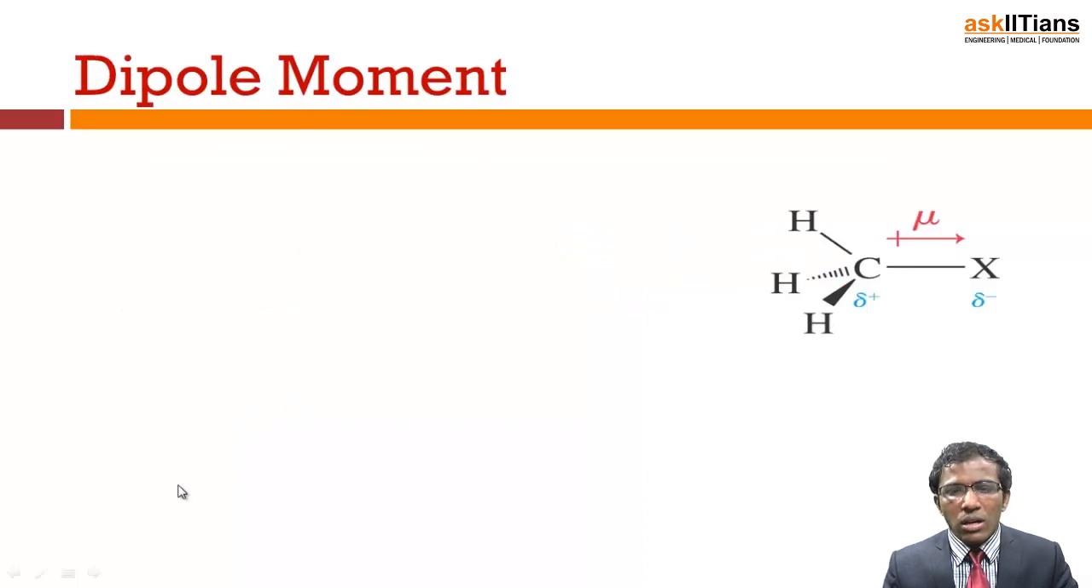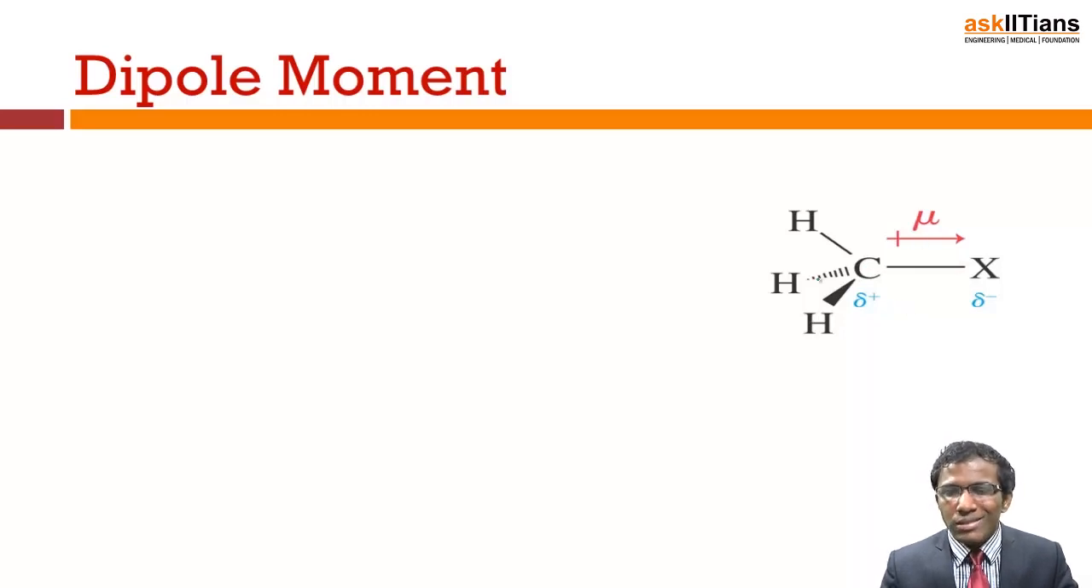The second one is the dipole moment. Here I am showing a picture of methyl halide, CH3X. X is a halogen atom which has high electronegativity. So there is a partial negative charge on the halogen and a partial positive charge on this carbon. This indicates that the carbon is electron deficient and the halogen is somewhat electron rich. The dipole moment is a vector quantity pointing from the positive charge to the negative charge. This is the direction of the dipole moment.